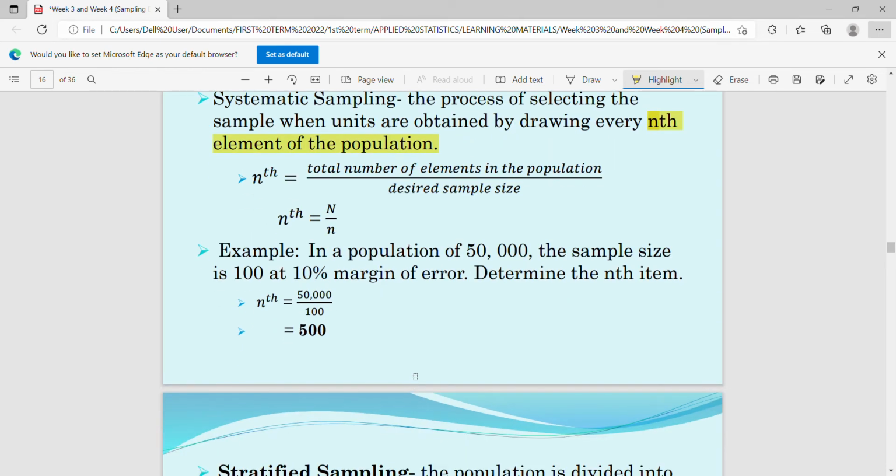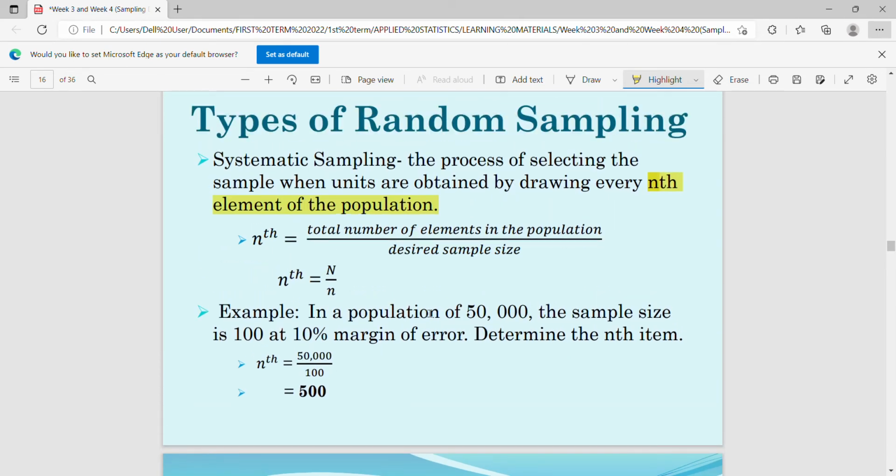So that means this study uses systematic sampling by selecting every 500th element to be chosen as the sample until it comes up to the total of 100.